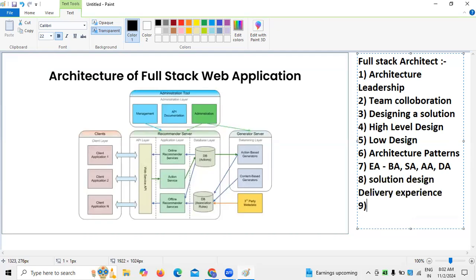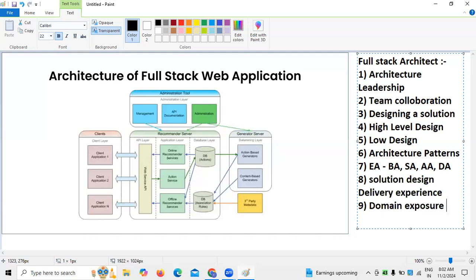Some kind of domain knowledge is also needed, because irrespective of the project, some domain exposure is always helpful. Nowadays projects are on cloud environments, and we are migrating from old legacy systems to the cloud. Domain exposure is needed. At least one or two domains are required. That's the reason that in the full stack architect role, I'm covering some domain knowledge as well, such as banking or healthcare.